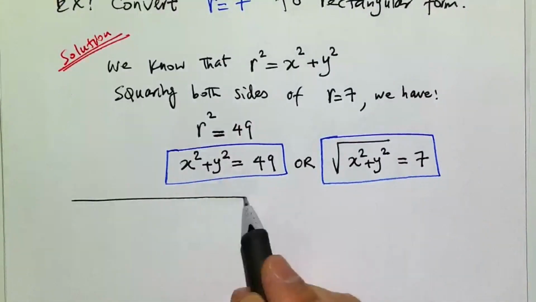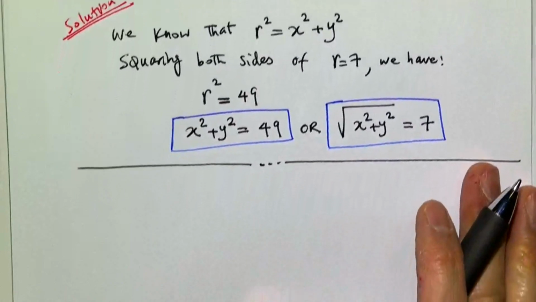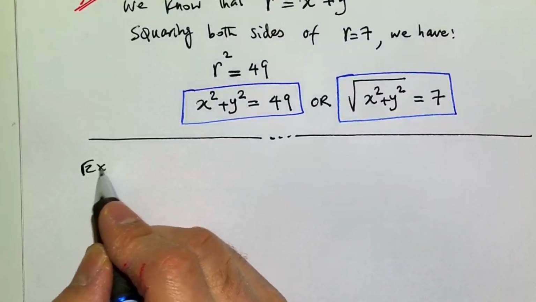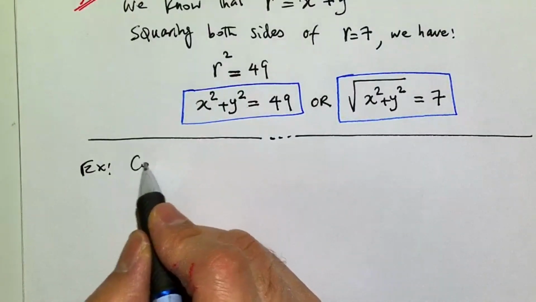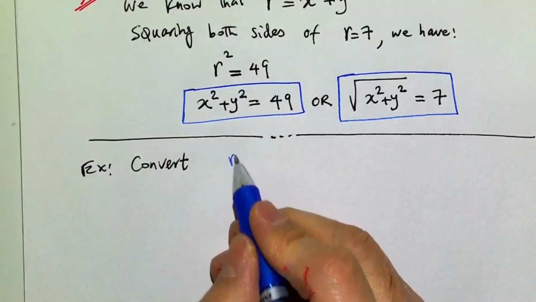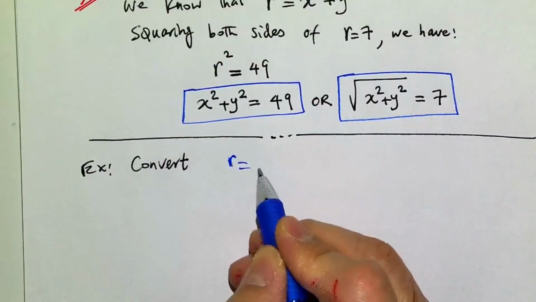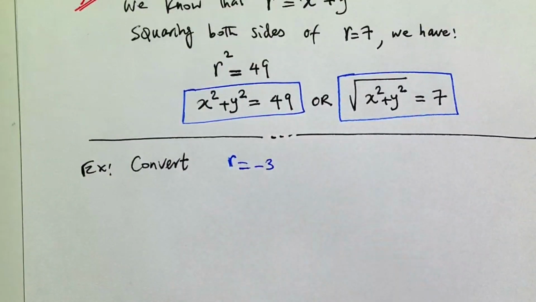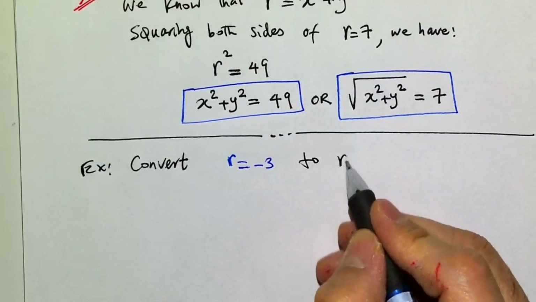Okay, so let's do another example. We want to convert this polar equation, r equals -3, to rectangular form.